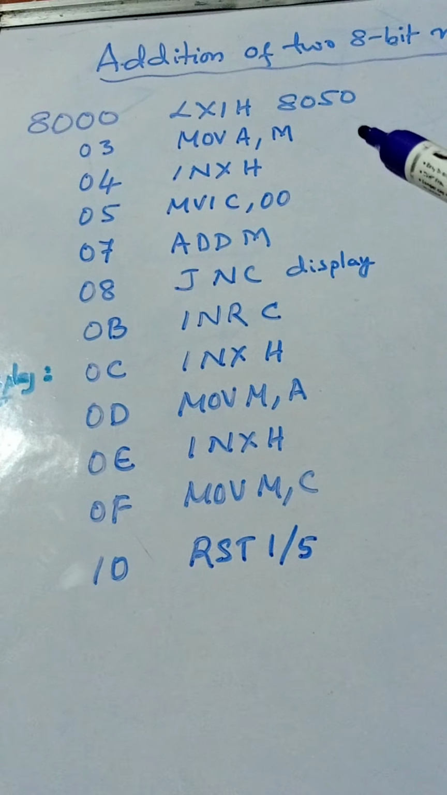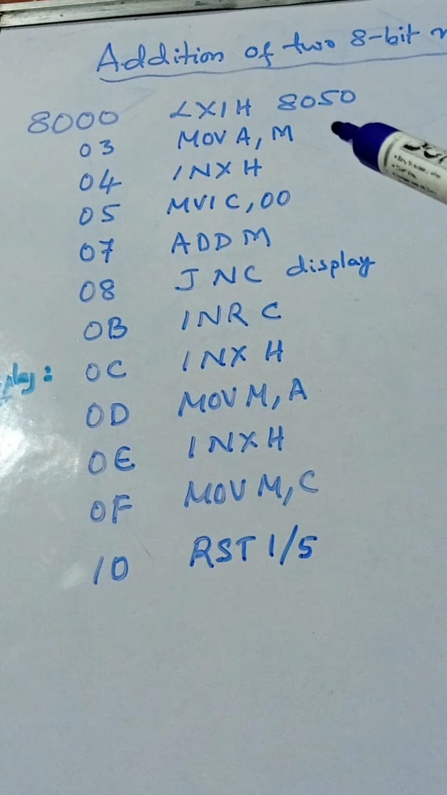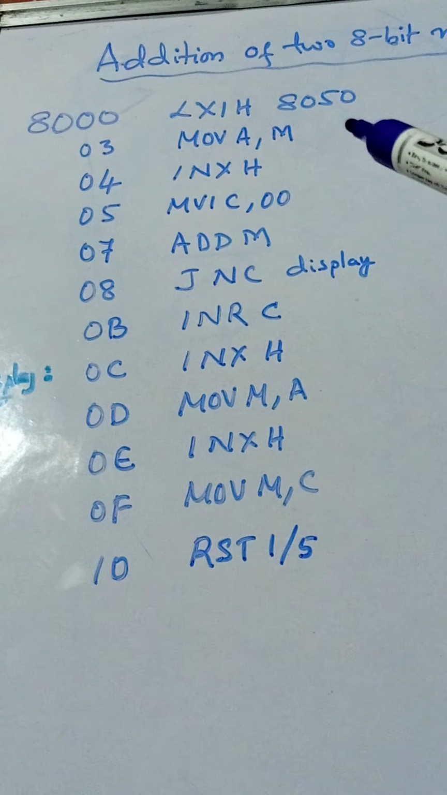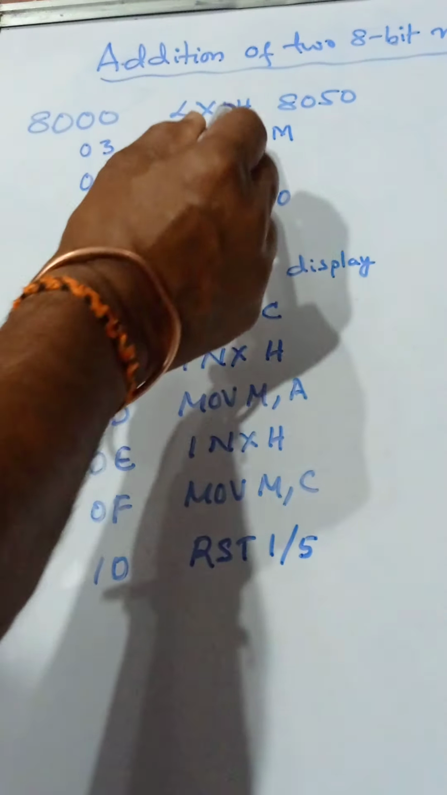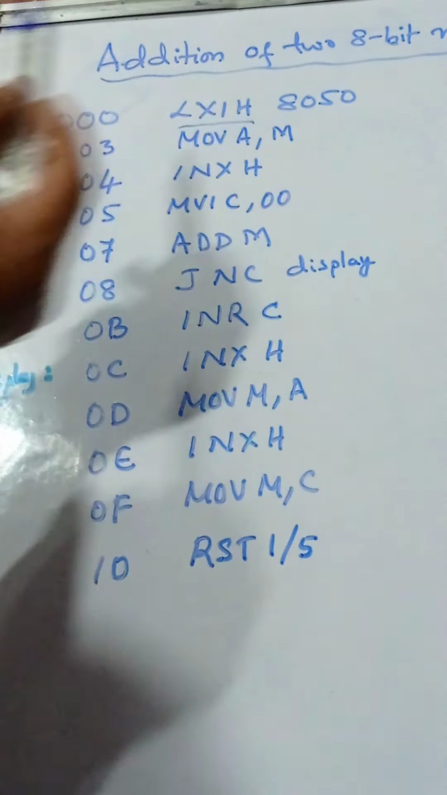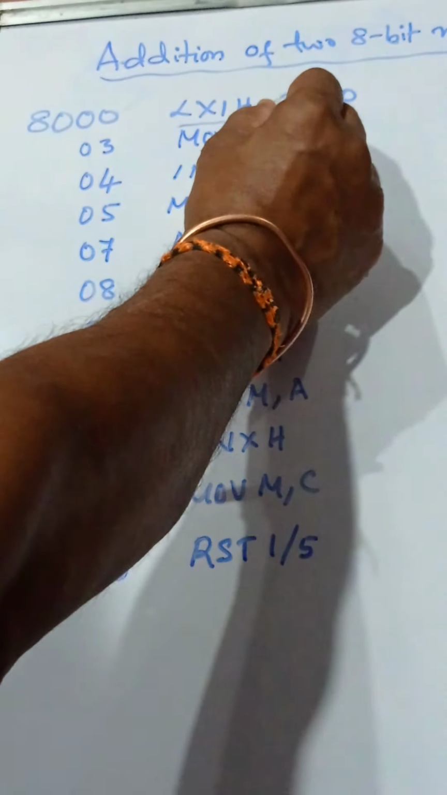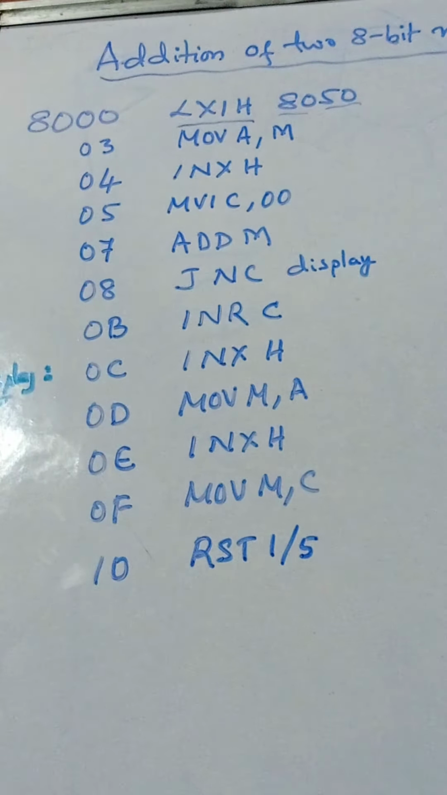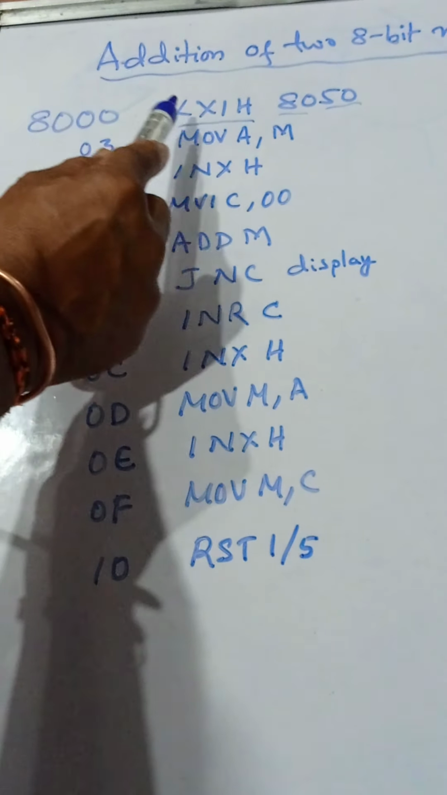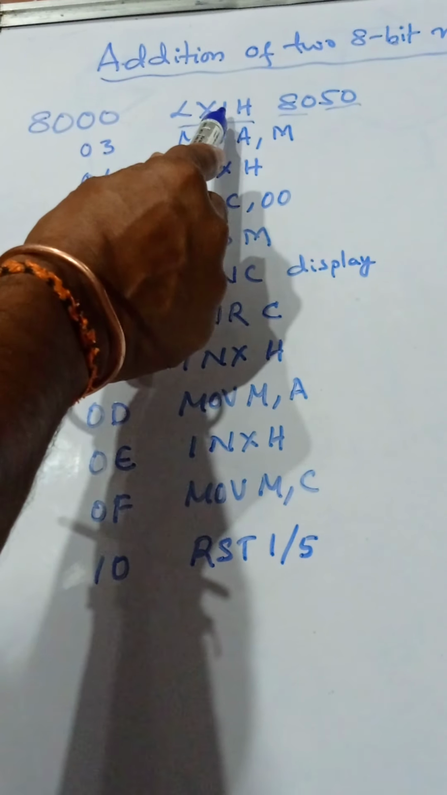As you can see here, we start from the memory address 8000. At 8000 the instruction is LXI H, 8050. Now it is a 3-byte instruction. As you can see, LXI H is the instruction, and 8050 is a 16-bit address. Hence, it is a 3-byte instruction. At 8000, we will be entering the code of LXI H.